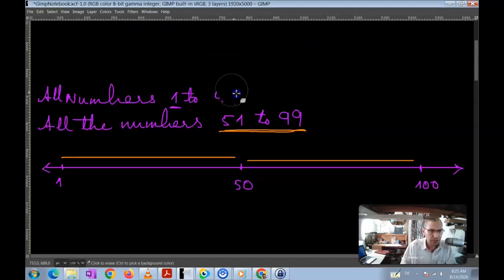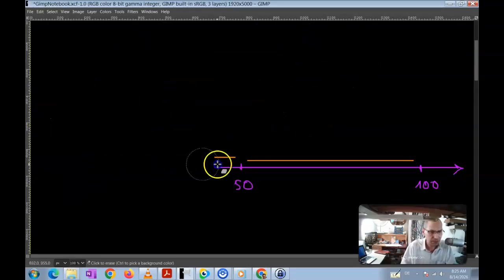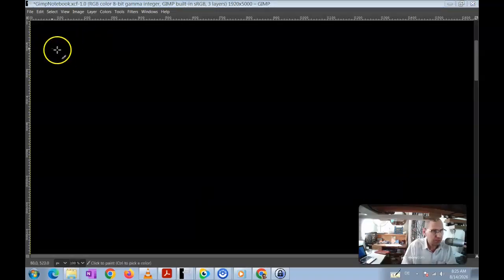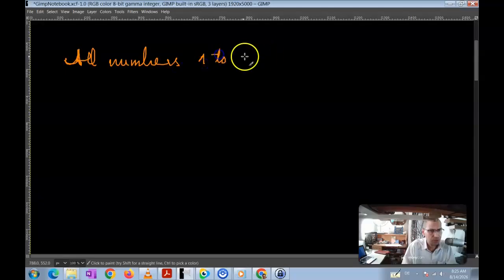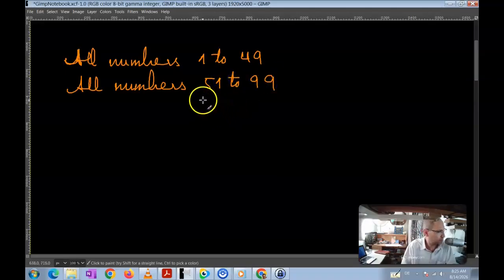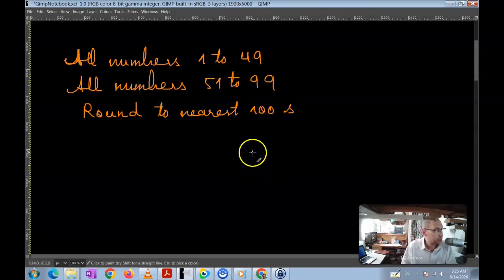Now let's consider another example, which is all the numbers 1 to 49, and all numbers 51 to 99, if I'm not mistaken. So 1 to 49, 51 to 99, and you want to round all of these numbers to the nearest hundreds, right?